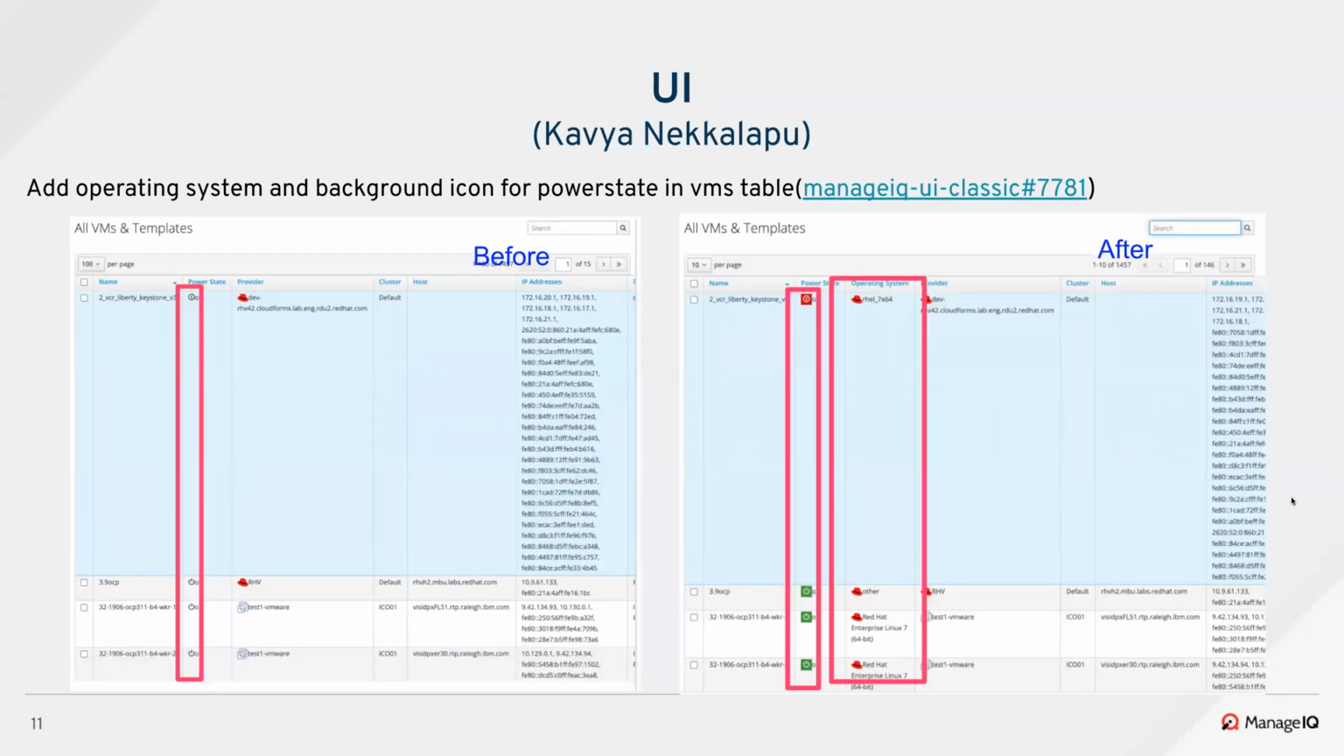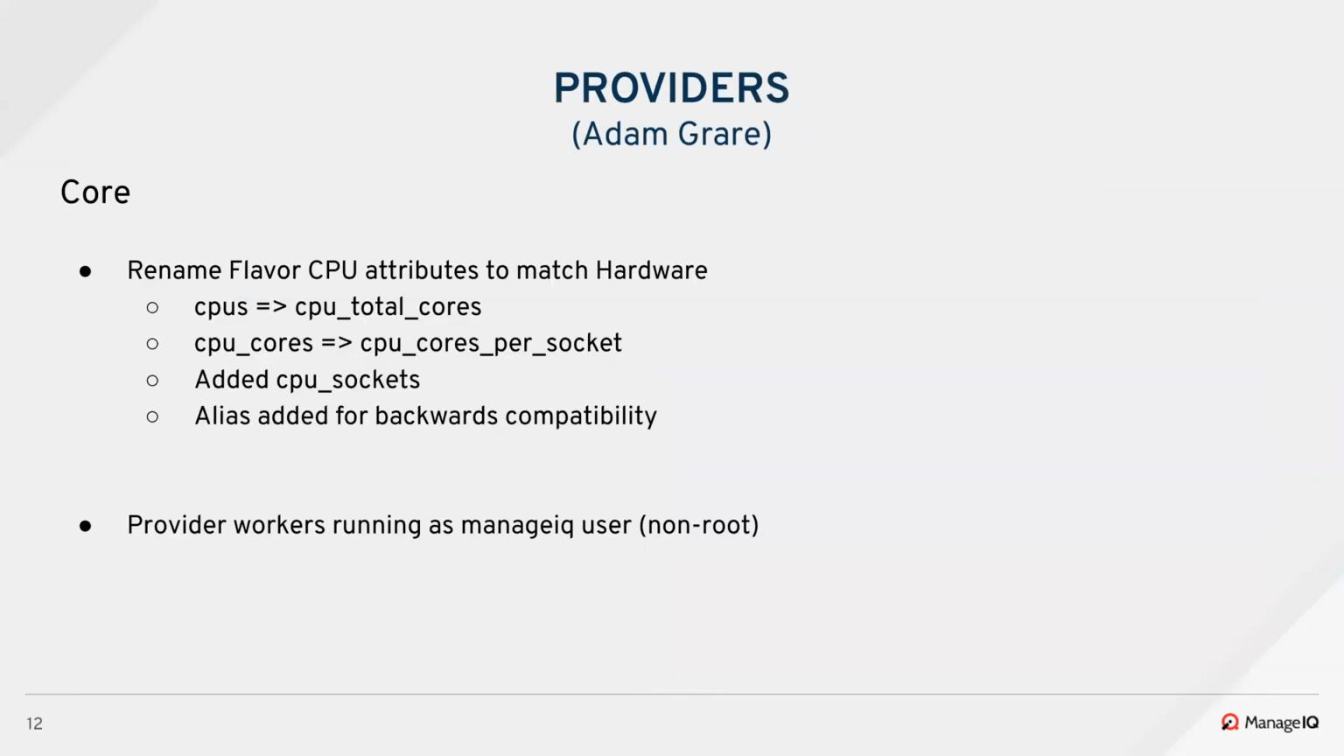Yep. This is an enhancement done for the VMs table. A few months ago, when we removed grid view for the tables, we lost some of the display information with it, like operating system here. One of the community users noticed that and pointed it out. So in this PR, the OS column got added, and for the power state icon, a background is added so that we can easily tell on and off state here. I think that's all from UI. With that, over to Adam.